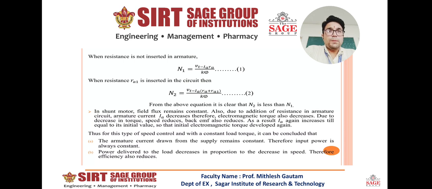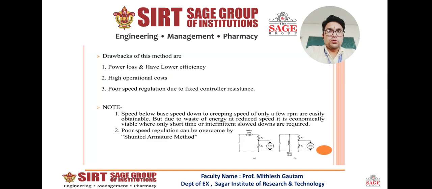Thus, for this type of speed control and with a constant load torque, it can be concluded that the armature current drawn from the supply remains constant, therefore input power is always constant. Power delivered to the load decreases in proportion to the decrease in speed, therefore efficiency also reduces. Some drawbacks of these methods are power losses and heat, lower efficiency, high operational cost, and poor speed regulation due to fixed controller resistance.